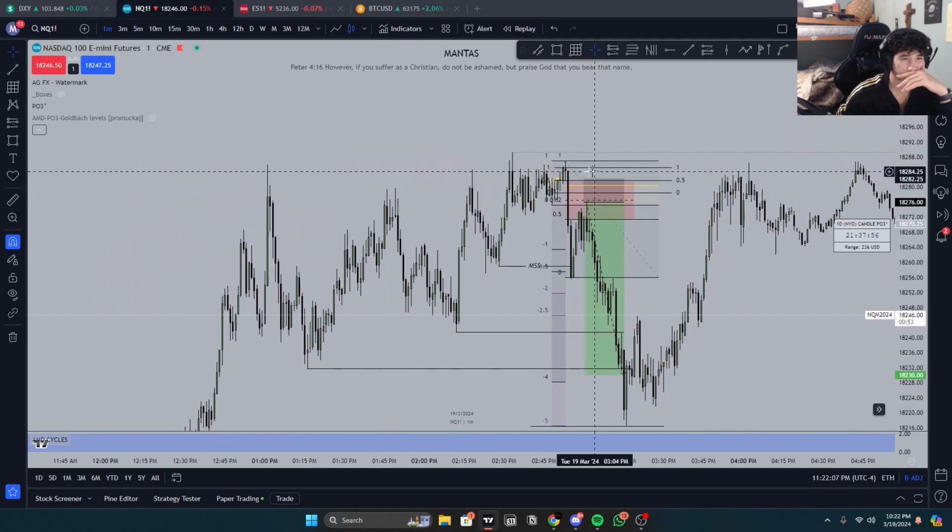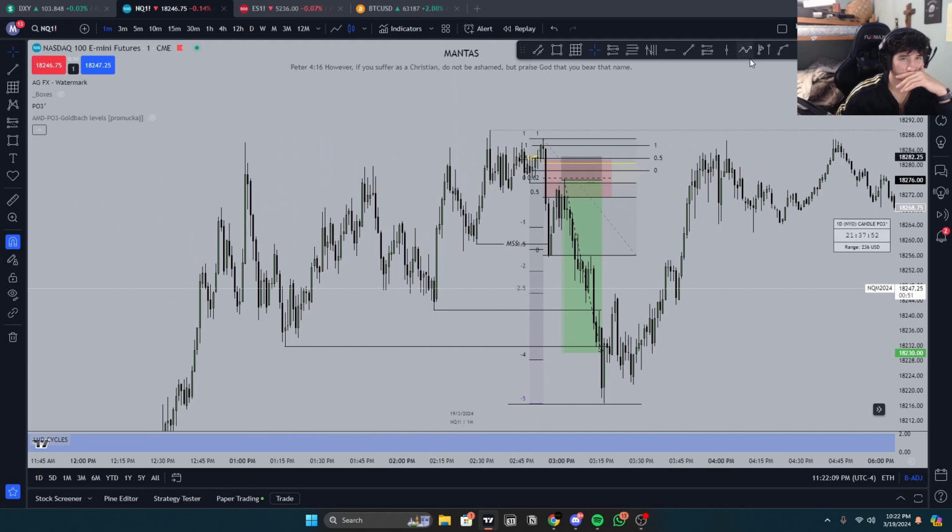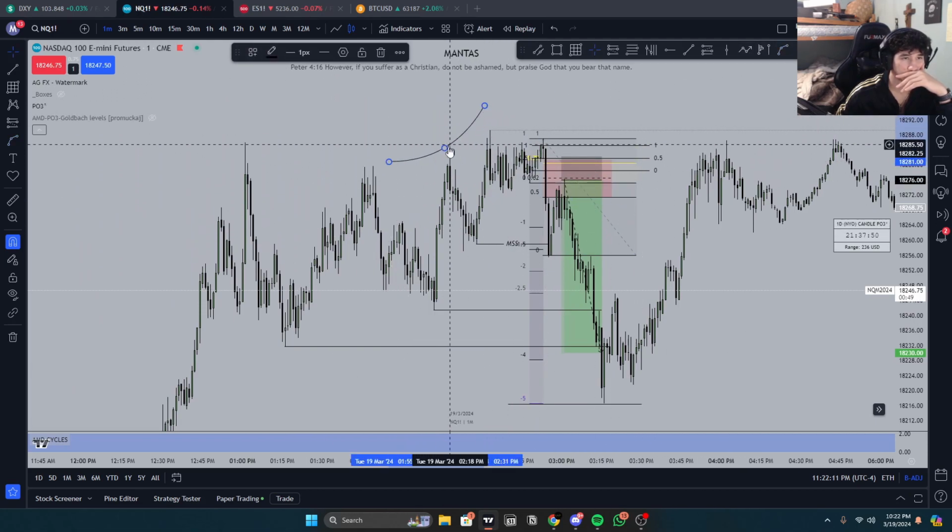Because running on this external high, someone could have just called this a full market maker sell model. There's a lot of ways to go by it. I just understood it as a 2022 model. I mean, yeah.